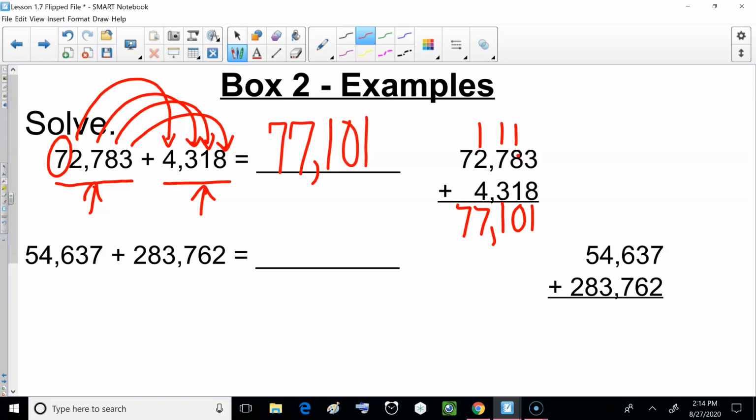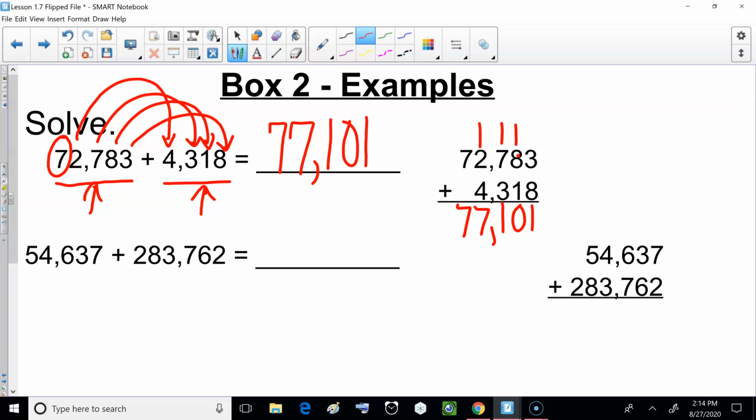Our next example, 54,637 plus 283,762. I put them on here as long as they are aligned correctly. You can do that. I usually put the bigger number on top as kind of that habit, only because I think it's easier as we get into subtraction if we always work on putting the bigger number on top. This helps me right now to make sure that I have them aligned. And does it still work in addition?